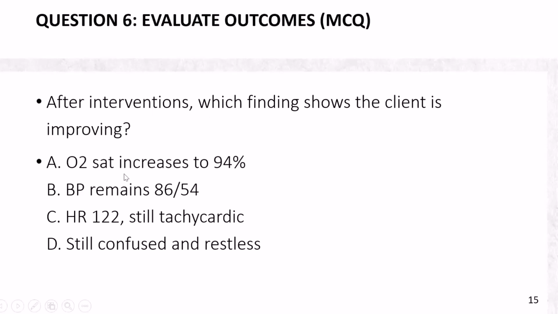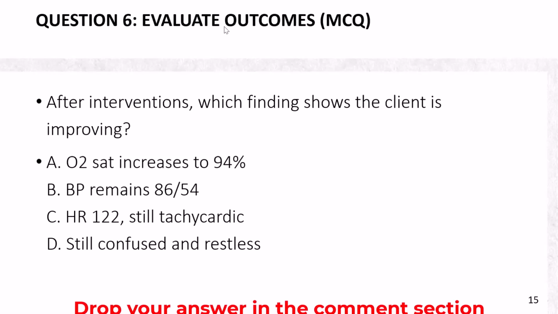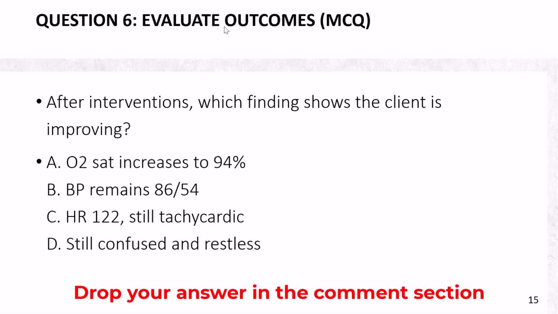So oxygen saturation has now come to 94. Blood pressure remains 86/54. Heart rate is 122, still tachycardic. And D, still confused and restless. So what would you be happy about? Okay, Nat says A.